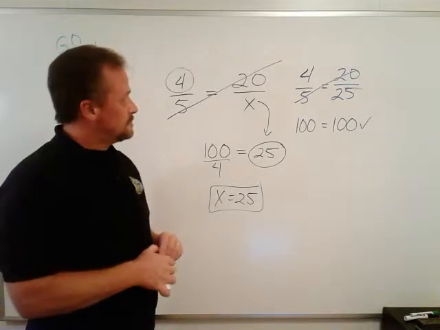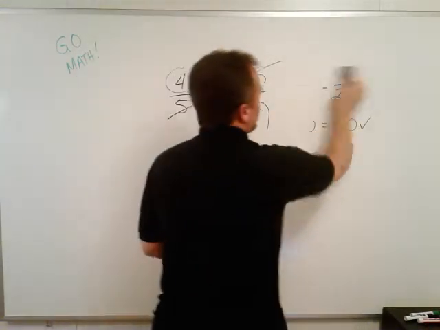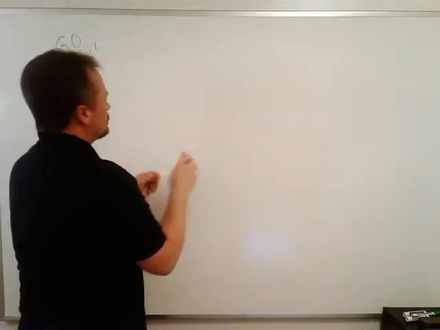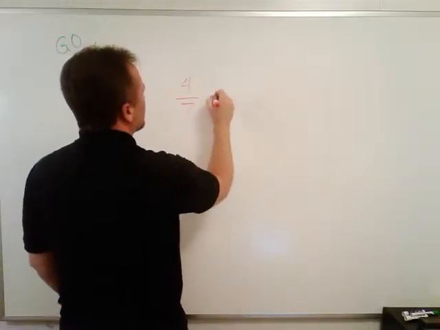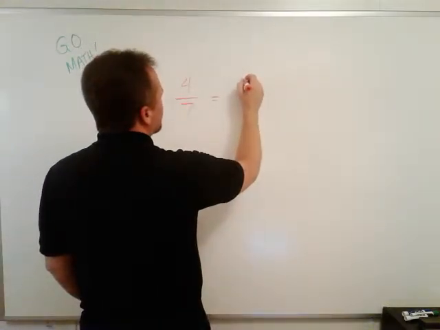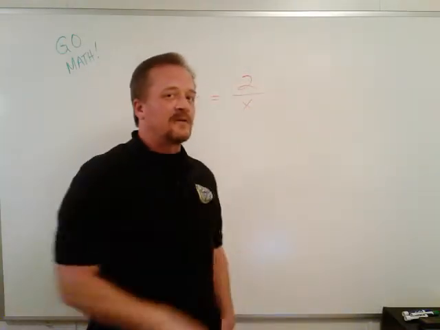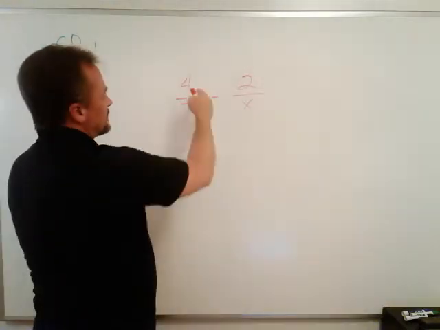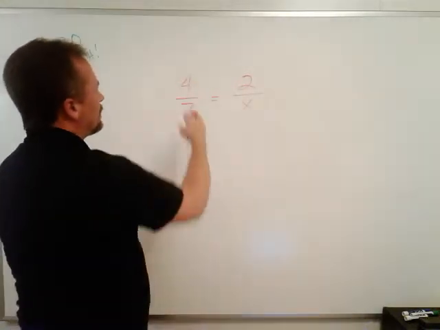Okay? One more? Let's try one more. Let's go with 4 over 7 equals 2 over x. And I need to find that missing value in the variable x, okay? Now this one I could very easily just look at this and say, what's the factor that I multiply 2 by to get 4? Or I could say, what can I divide 4 by to get 2?